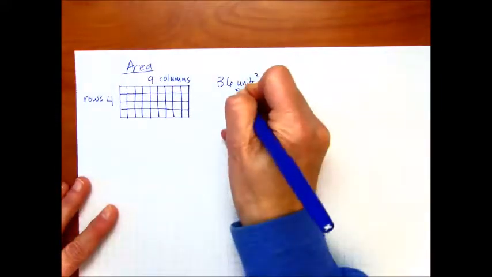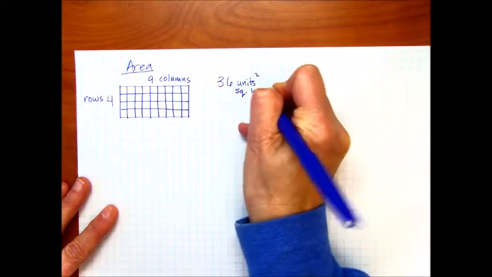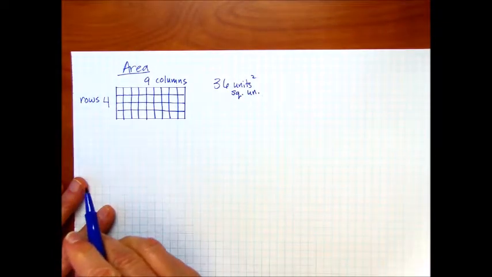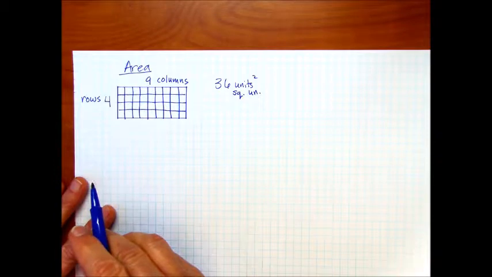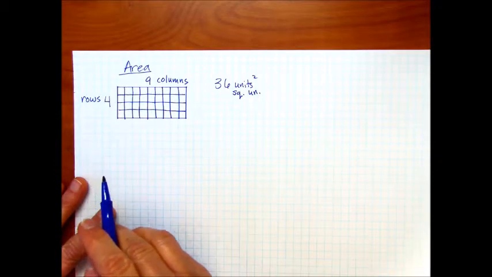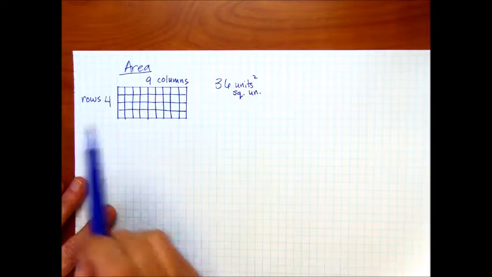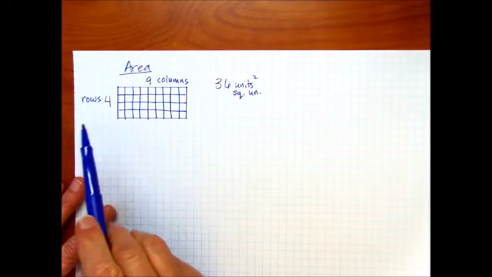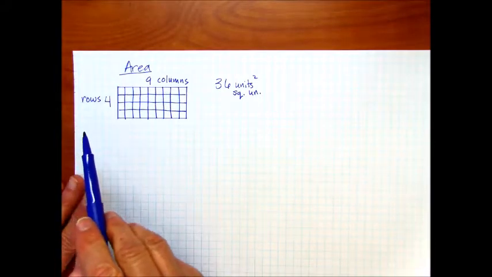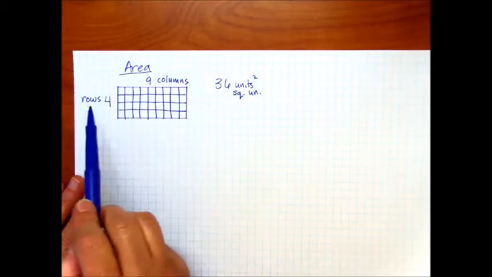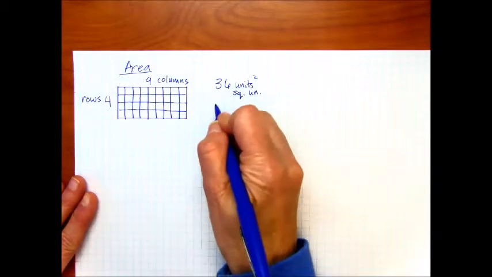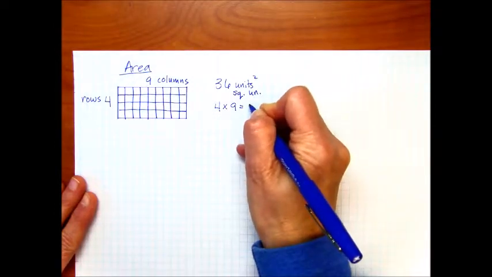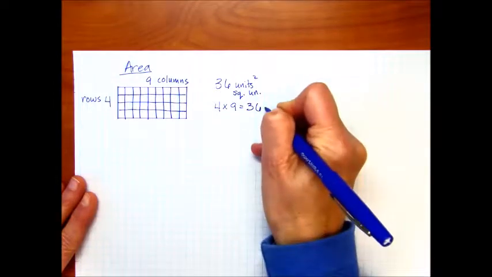Or you could put sq units. Whatever the unit of measurement is. In this case, it's just a unit. We could have inches, feet, yards, miles, meters, anything really. Now, in this situation, we just counted up the squares, and that's certainly one way to do it. But a shorter way is to multiply 4 times 9. 4 times 9 is going to be 36 units squared.